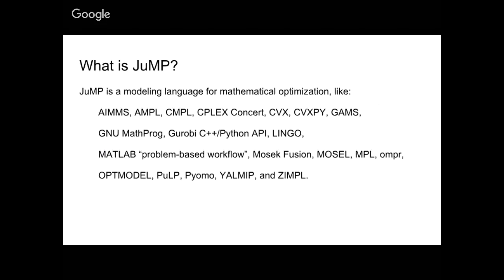So what is JuMP? One of the answers I would give is that JuMP is a modeling language for mathematical optimization, just like AIMMS, AMPL, Concert, CVX, GAMS, GNU MathProg, Gurobi C++ and Python APIs, Lingo, MATLAB problem-based workflow, MOSEK Fusion, Mosel, MPL, OptModel, PuLP, Pyomo, YALMIP, and others. Did I miss something? I think those are the major ones.